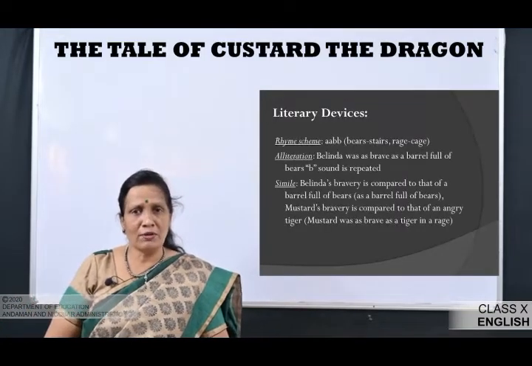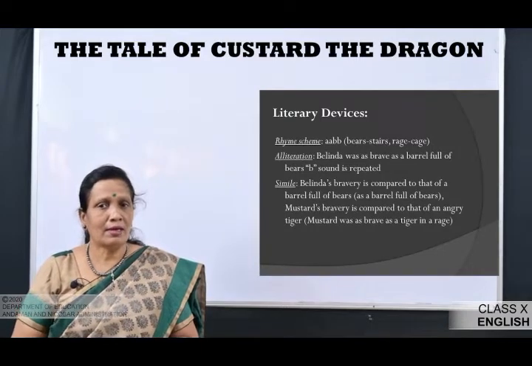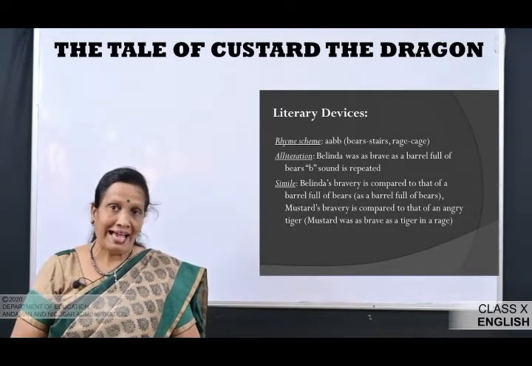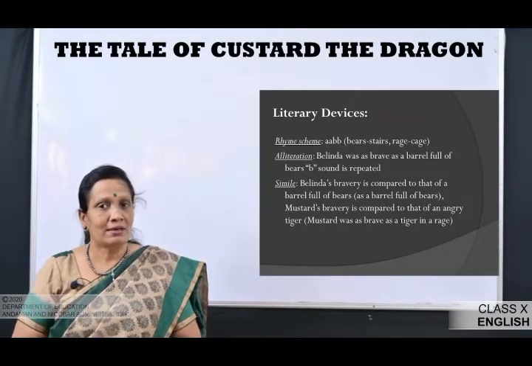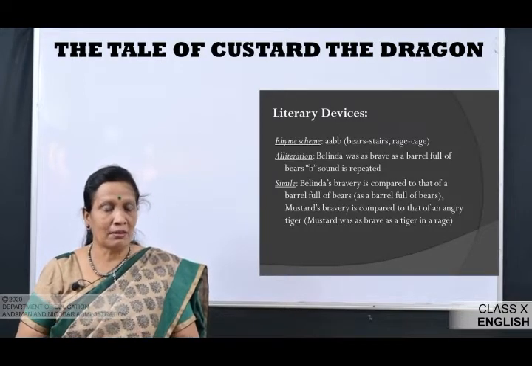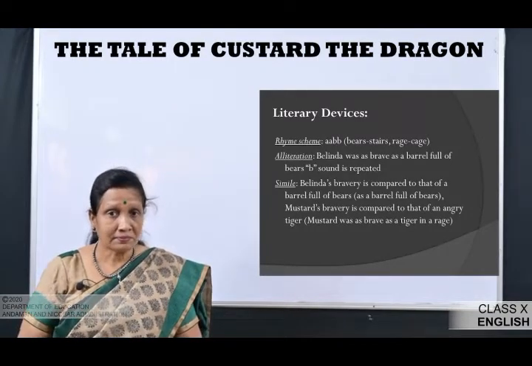Let's look at the literary devices. Rhyme scheme again is AABB. It's bears, stairs, rage and cage. Alliteration, Belinda was as brave as a barrel full of bears. The sound b is repeated. Belinda, brave, barrel, bears. Okay.